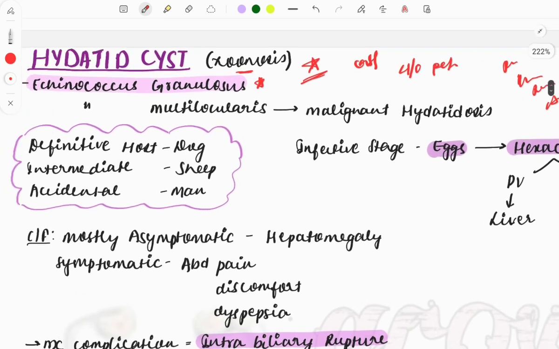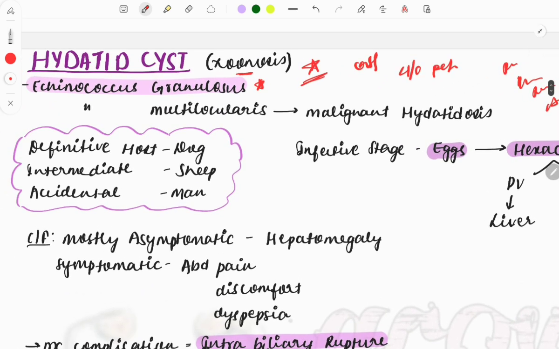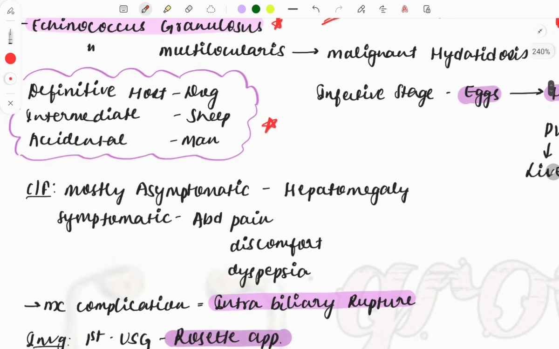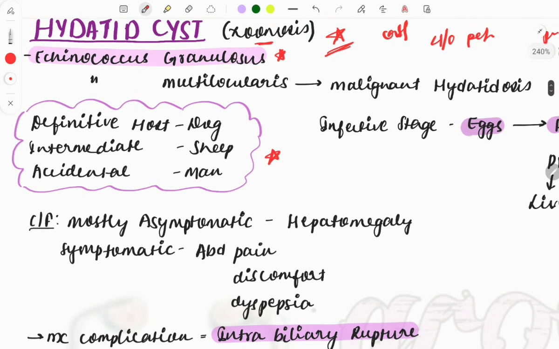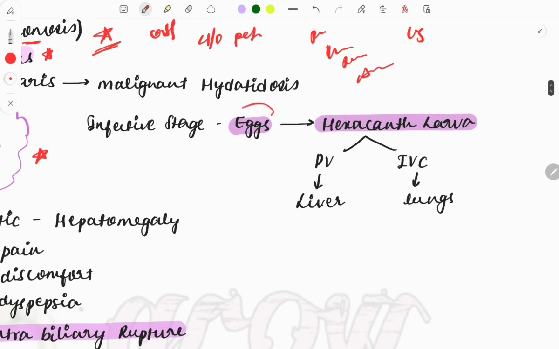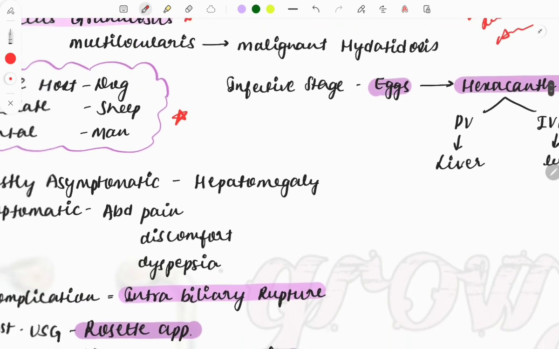Okay, then another organism is also Echinococcus multilocularis, and this one is the host. This is also important. The definitive host is the dog, the intermediate host is the sheep, and the accidental host is man. Then the infective stage: eggs are the infective stage, and these give the hexacanth larva. So it can go into the portal vein causing a liver abscess, or it can go through the IVC to the lungs. This one is not that important, just remember that the infective stage gives the hexacanth larva.